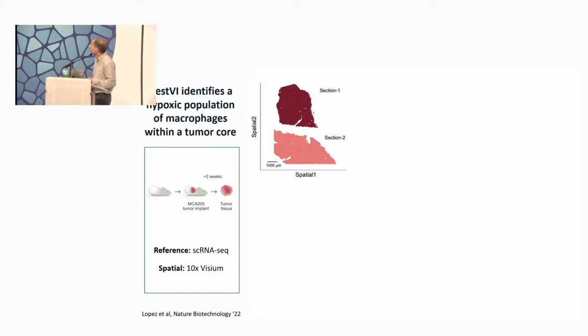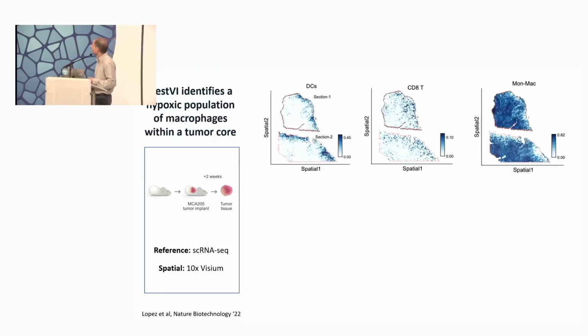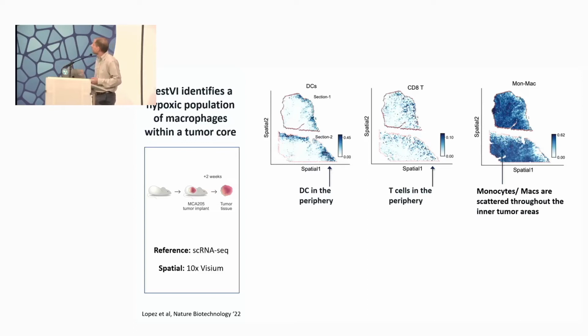And just as an example, this is unrelated to the human cell atlas, but just as a proof of concept, we took this mouse fibrosarcoma and analyzed it both with 10x Visium for spatial analysis and with 10x Chromium for single-cell RNA-seq. What we can see here is that if we do the deconvolution part, we have this outer layer of dendritic cells and T cells. But the monocytes or macrophages are kind of hard to discern in this data set. They are scattered throughout the tumor and the inner part of the tumor.